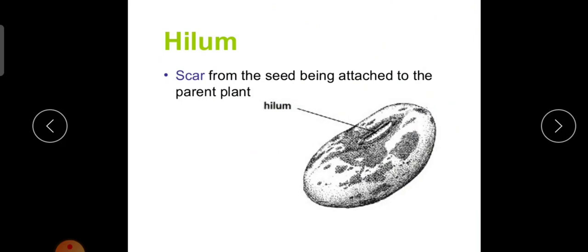What is hilum? Hilum is the region by which a seed is attached to its parental plant. The region where the seed is attached to its plant is known as the hilum.